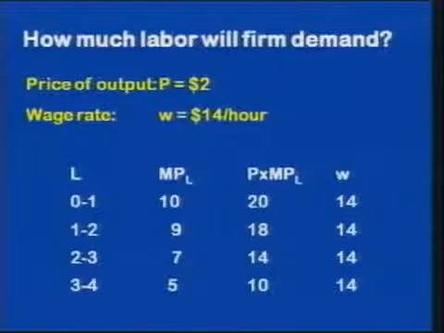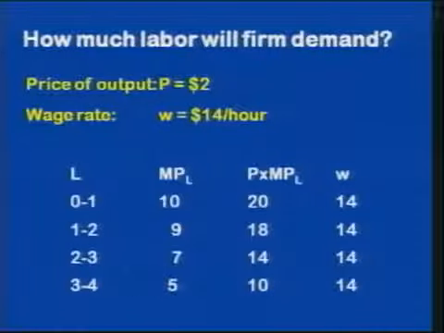So the firm, by hiring this first worker, will get $20 of revenue and only have to pay the worker $14, and so get $6 of profit. So of course the firm will go ahead and purchase 1 unit of labor. And then the question becomes, will it hire a second worker? The second worker increases output by 9 units, which increases revenue by 18, and they only have to pay 14, and so you go ahead and buy them.